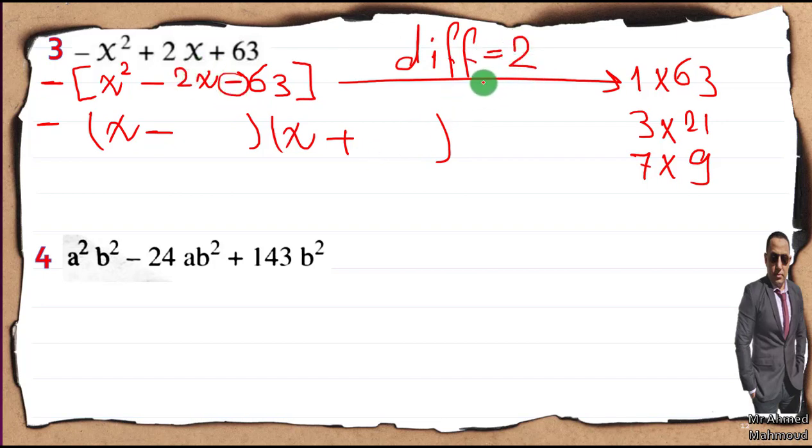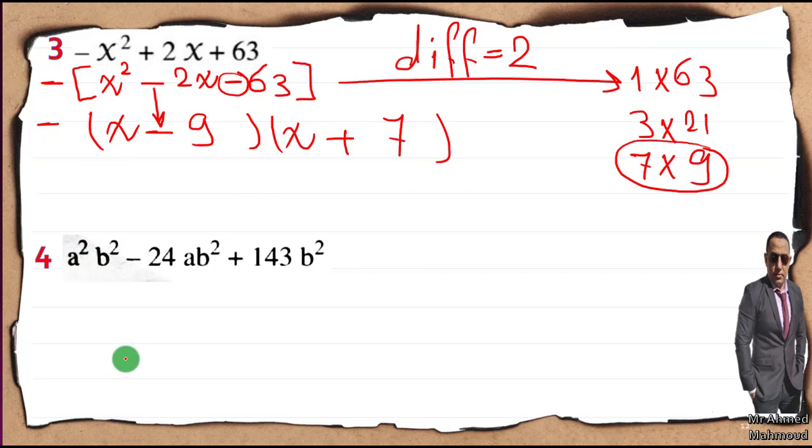The difference equals 2, so I'm going to choose 7 and 9. Don't forget, I'm going to write 9, the big factor, with the middle sign. So I'm going to write 9 here and 7 here because this is the middle sign.